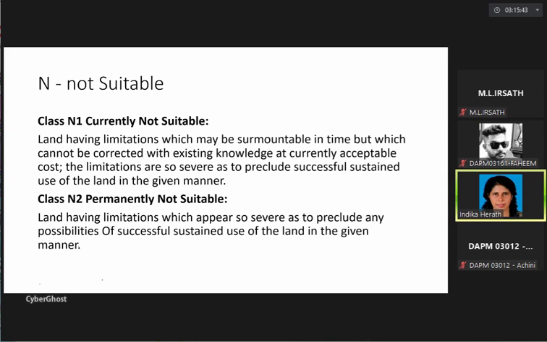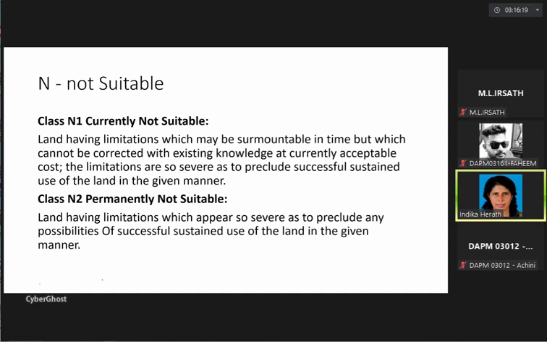Okay, so that is suitable. If it is not suitable, we categorize it and symbolize it using N, capital N. N is not suitable, and we can classify two classes even when it is not suitable. So it is N1 and N2. N1 is currently not suitable. That means as it is, you can't use it, right? As it is, you can't use it.